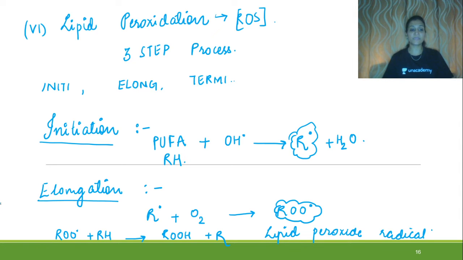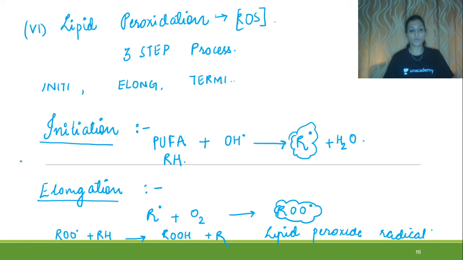Now when initiation and elongation are done, how will the whole process actually be stopped? How will the whole process stop? In termination, when two reactive lipid peroxide radicals join with each other, they lead to the formation of an ester, and then the process will stop. So this ROOH is the promoter of lipid peroxidation.